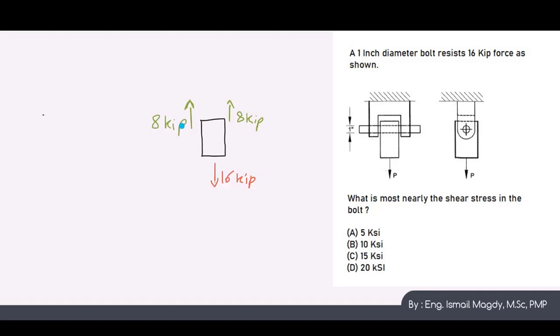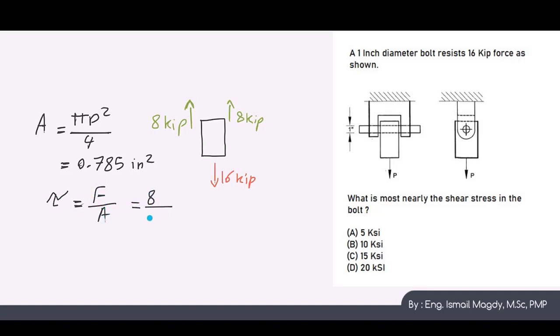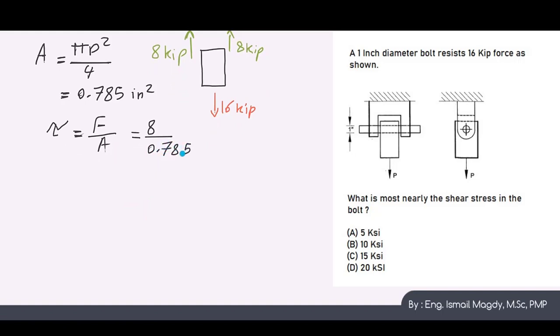Let's start now by calculating the stress. We know that the area of the bolt equals pi d square over 4, so it equals 0.785 inch square, and we know that tau, which is the shear stress, equals F over A, so it equals 8 divided by 0.785, which results in 10.1 KSI, because it is kilopound divided by inch square, so it results in kilopound per inch square, which is KSI.